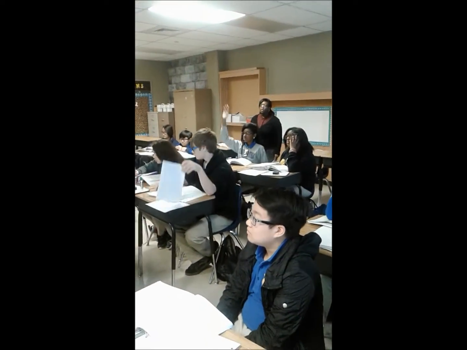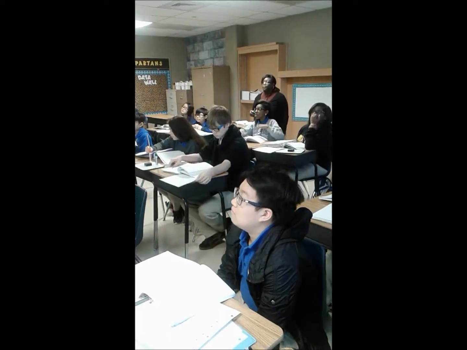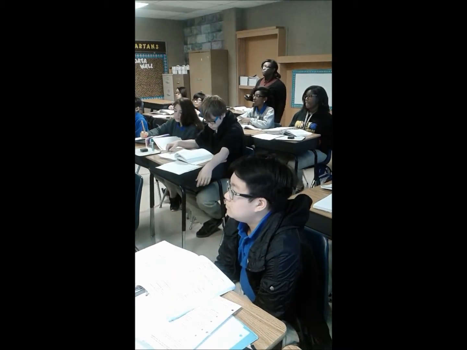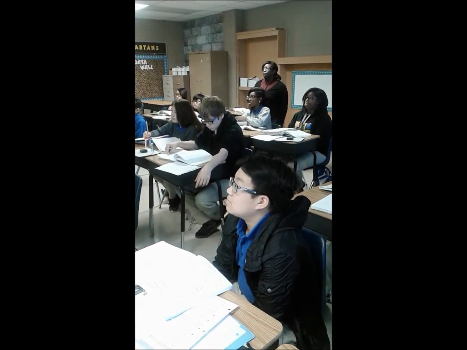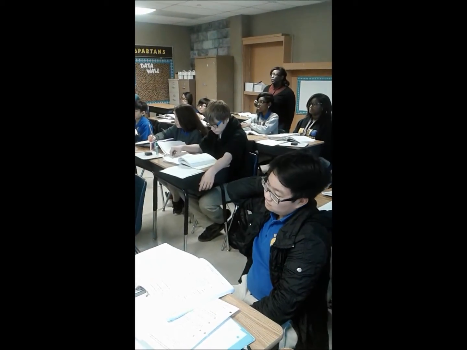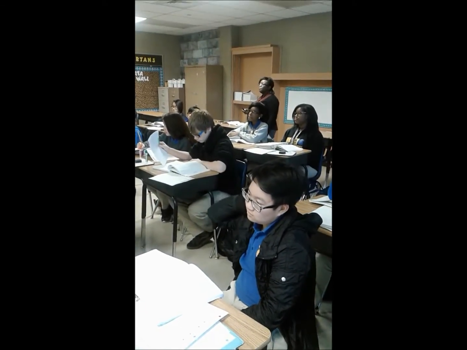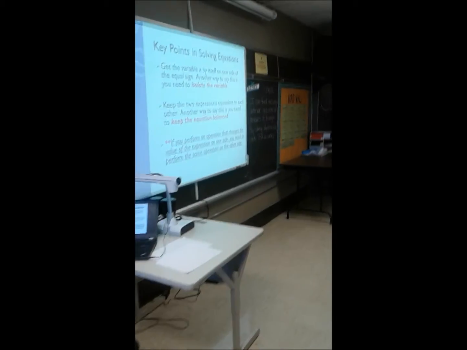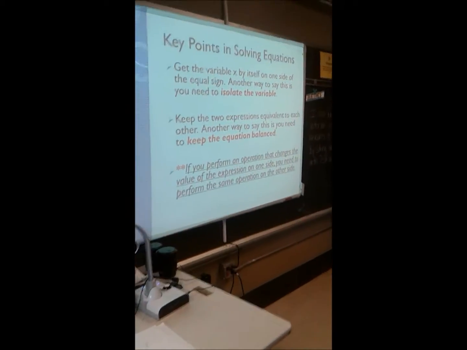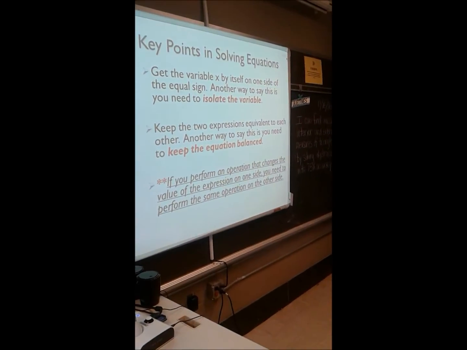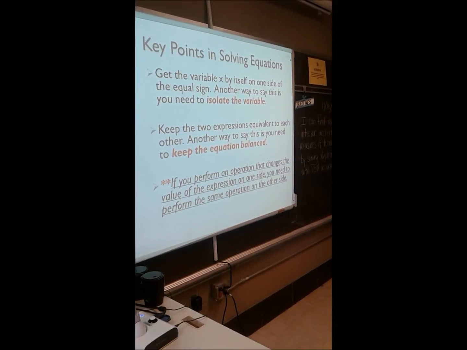And then the next, Dejan, the next bullet. Keep the two expressions equivalent to each other. Another way to say this is you need to keep the equation balanced. Balance, and that is properties of equality. Okay, so I want you to write key points, and then I just want you to write what's in red. Isolate the variable and keep the equation balanced.